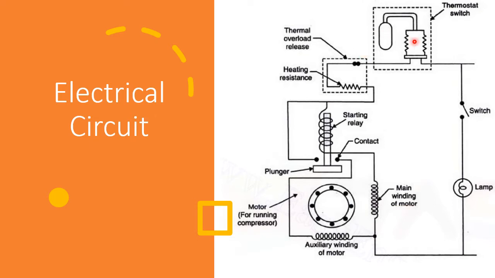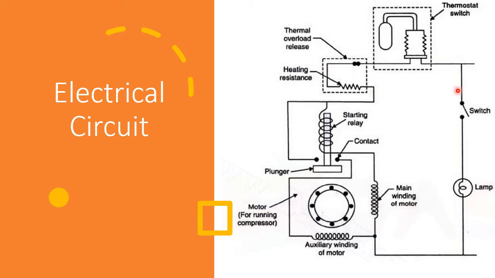Next we see the electrical circuit. This is the circuit diagram of refrigerator. So switch, it is connected to thermostat switch. This is the thermostat. Here thermostat sensor will be there, is used to maintain the temperature level in the freezer and the remaining part of the refrigerator. Next, this part is a thermal overload release. And thermal overload release is a protective device.